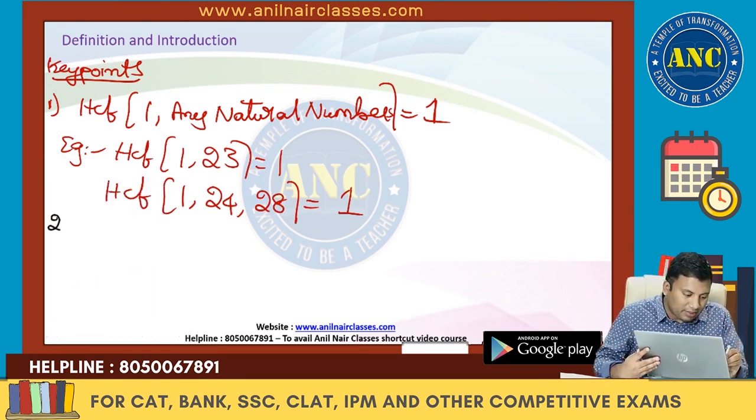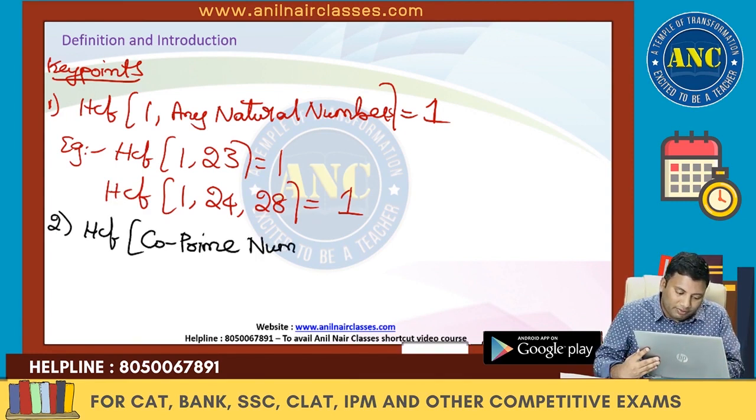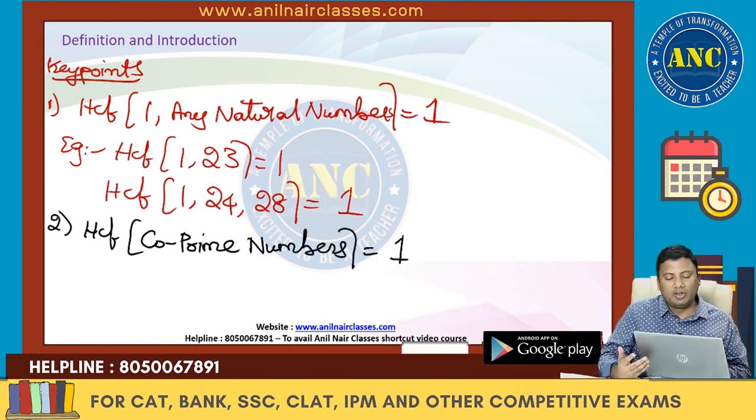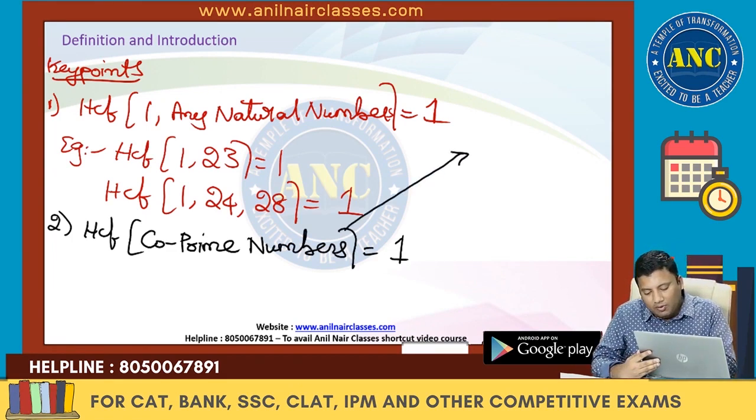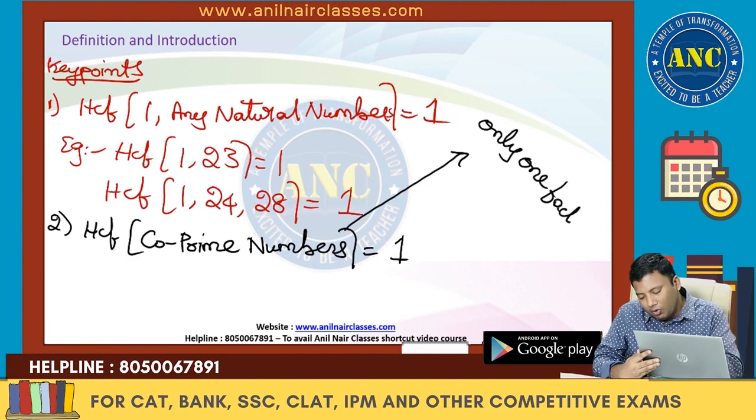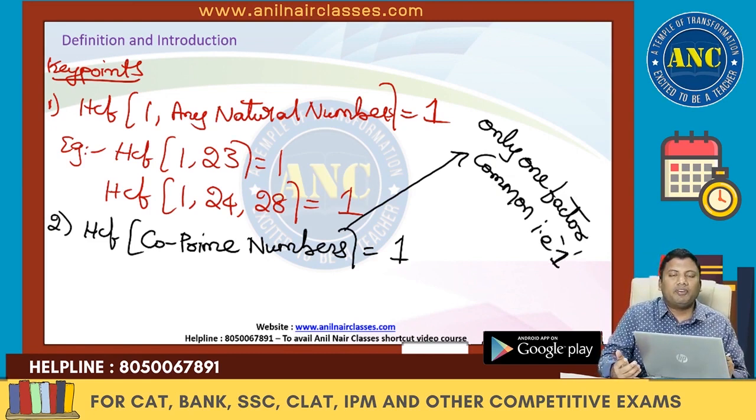Second point, HCF of coprime numbers is always 1. Write down in the same order, sir. What do you mean by coprime numbers? Only one factor is common, and that is 1. If there is only one common factor and that is 1, then the HCF of coprime numbers is always 1.